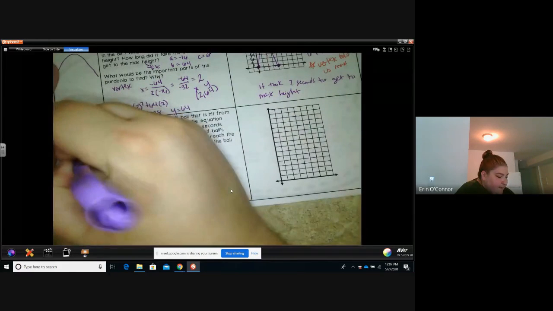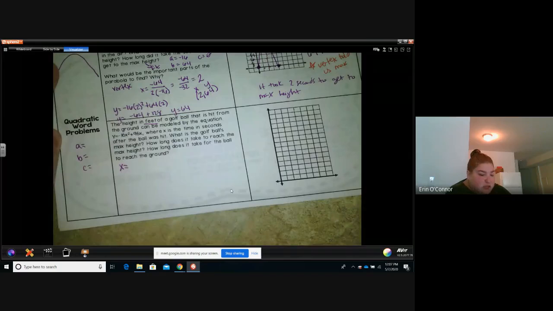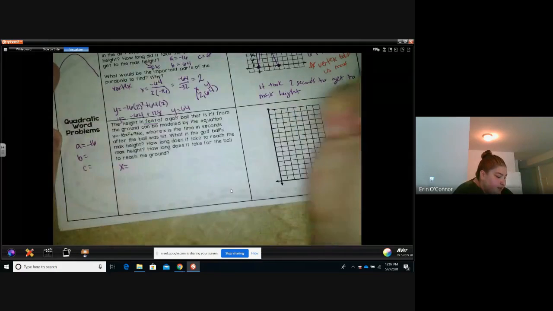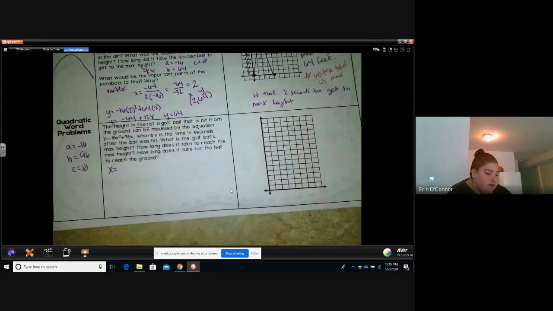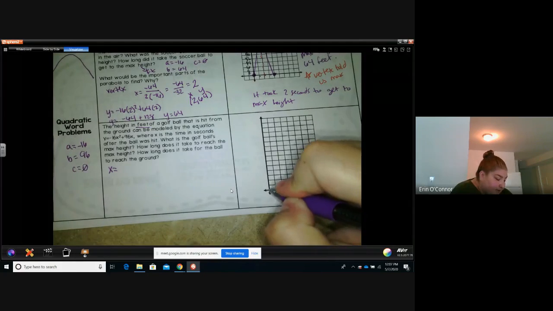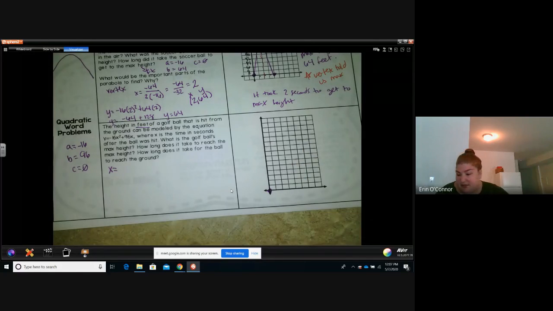Let's find our a, b, and our c. So the a is -16, the b is 96, and our c is 0. Our c normally is going to be 0 unless you're starting from the top of a tower or a cliff. So we're going to put our point at 0, 0. Here it might be easier to count by 12s.